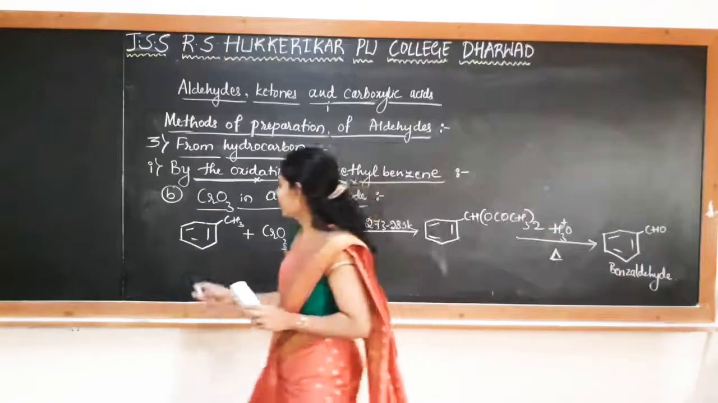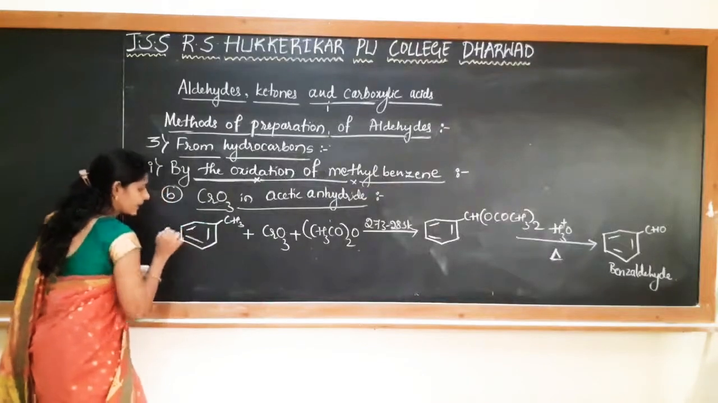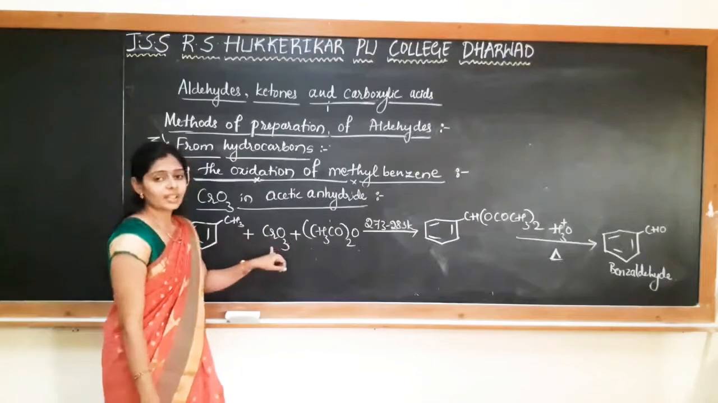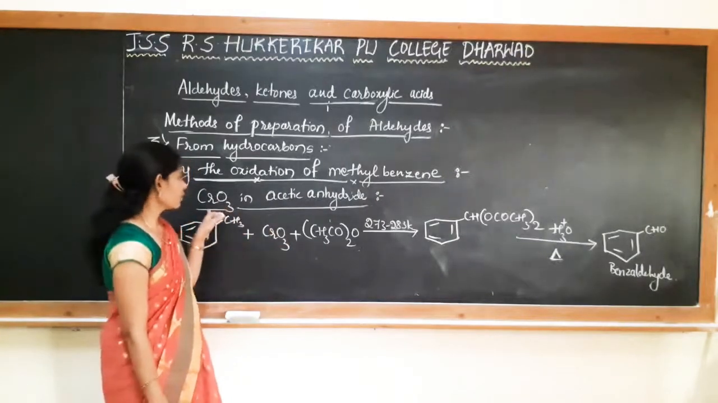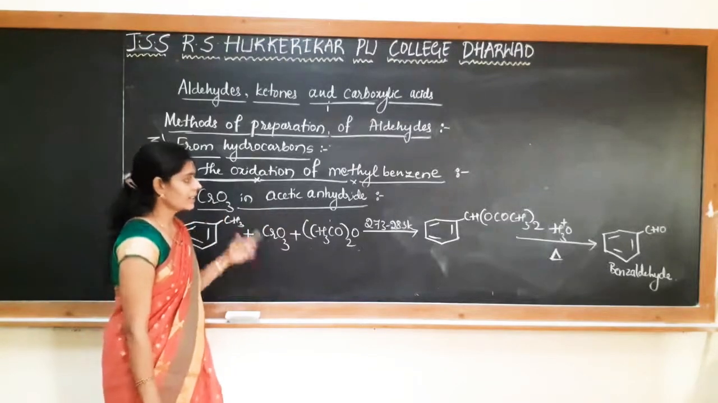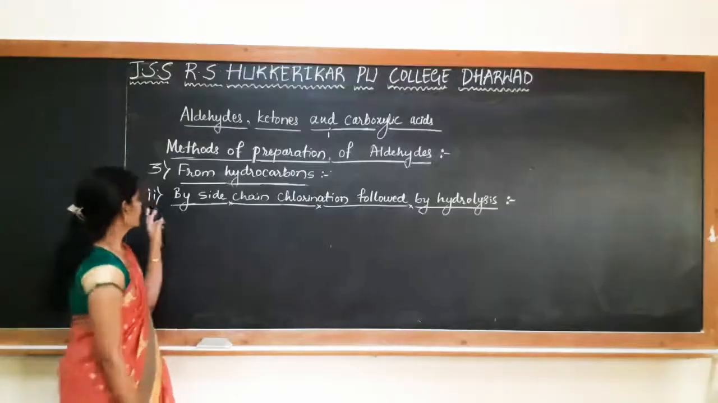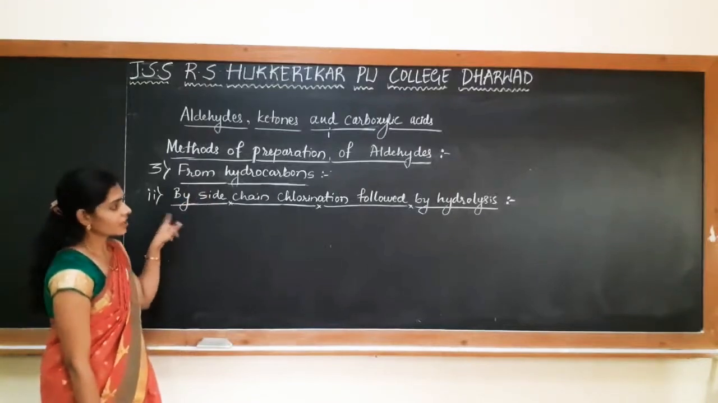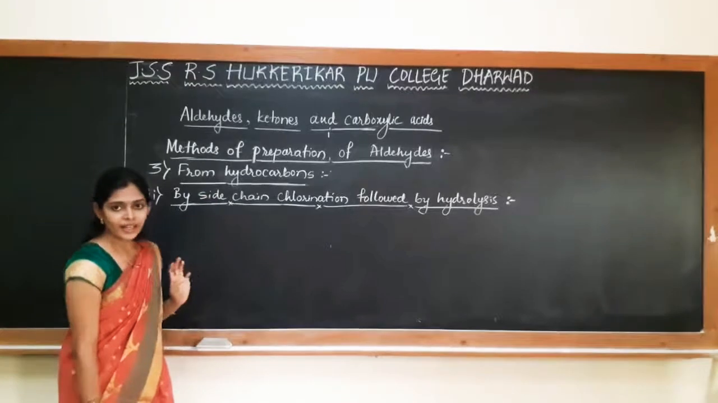Clear? So the aromatic aldehyde is prepared from the aromatic hydrocarbons by using mild oxidizing agents like chromyl chloride and chromic oxide in acetic anhydride. So these are the 2 reactions. The next one from the hydrocarbons is by the side chain chlorination of toluene followed by hydrolysis.